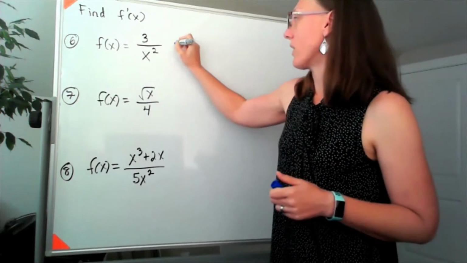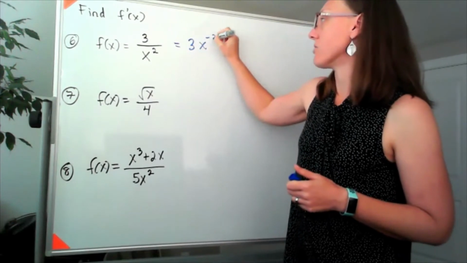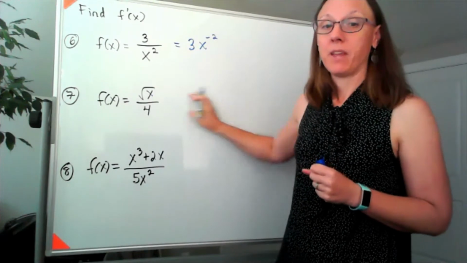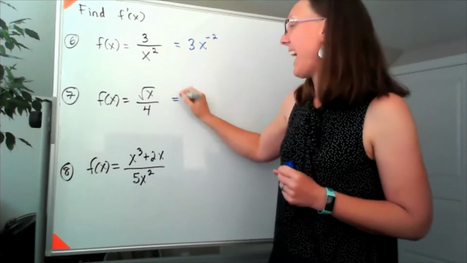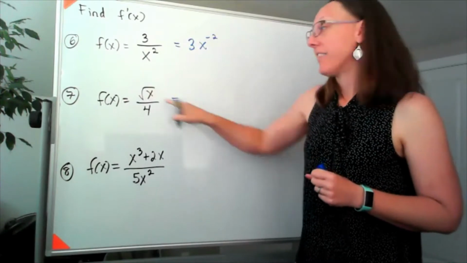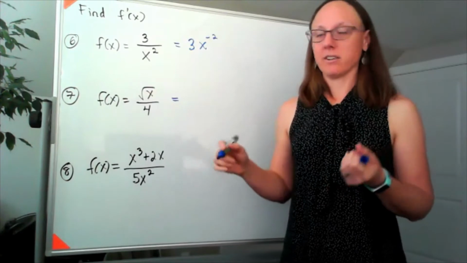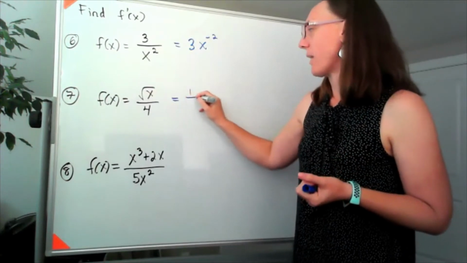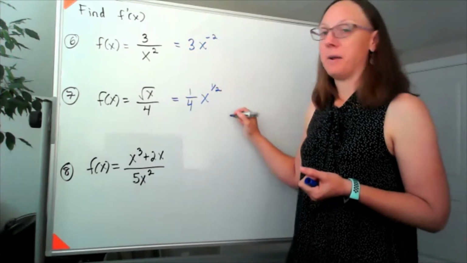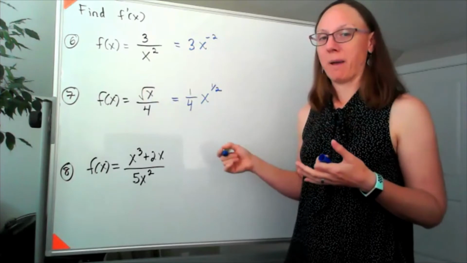On this first one, I can rewrite that to say 3x to the negative 2. Now I just have a number times x raised to a power. Here, I can rewrite that 4 is in the denominator. There isn't a number on top, but that means there's an invisible 1 on top. And I can make this say 1/4 x to the 1/2 power, because that square root tells me that x is raised to the 1/2 power.